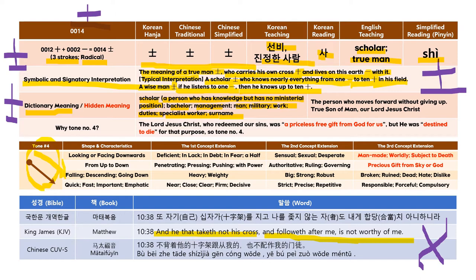But the hidden meaning is important. The hidden meaning is the person who moves forward without giving up. The true Son of Man, Lord Jesus Christ. If you know the story of Jesus Christ, he came down to the earth and carried his own cross, right? On the earth, he carried the cross.